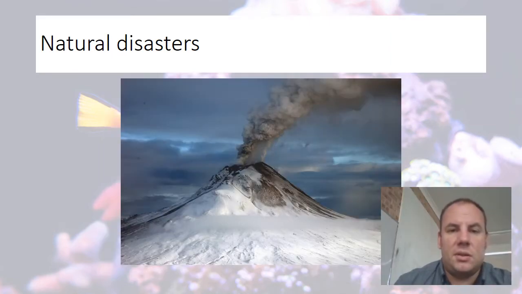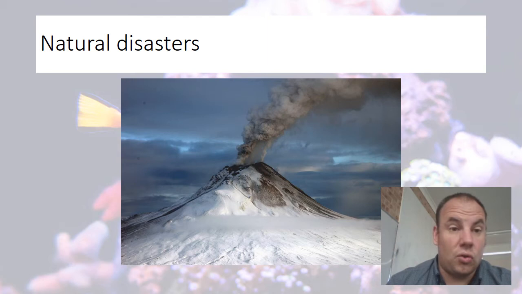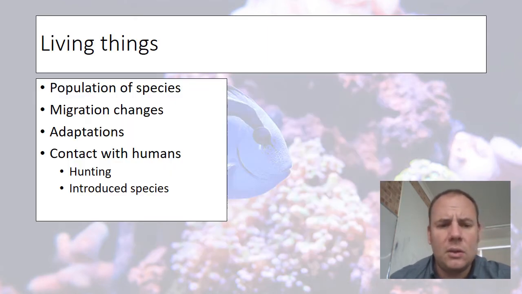Natural disasters, these big, sudden, violent events really do affect the function of an ecosystem. At first, they might damage ecosystems, but in the long term, they might make them stronger. So when we talk about natural disasters, we're talking about volcanoes, earthquakes, tsunamis, all of these things. And then of course living things.